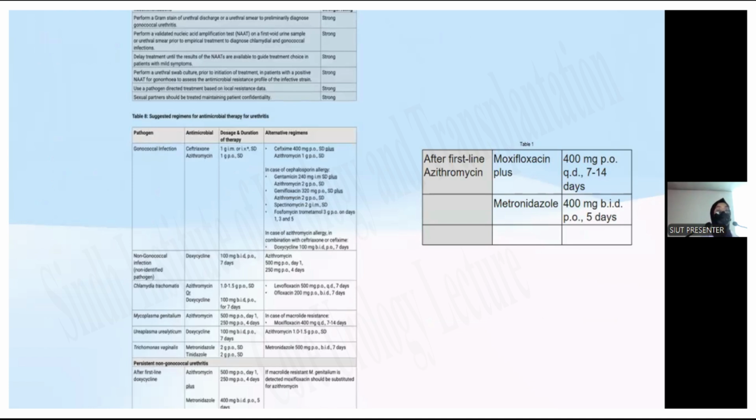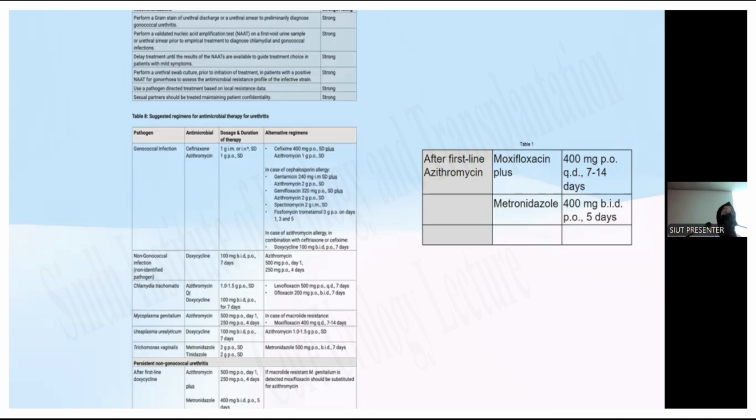The EAU guidelines on the treatment of urethritis suggest the use of ceftriaxone and azithromycin for gonococcal infections, and we also have alternates in the presence of cephalosporin or azithromycin allergy. For ceftriaxone, a 1 gram IV or IM single dose, along with azithromycin 1 gram oral single dose. And alternately, we have cefixime single dose plus azithromycin 1 gram per oral single dose.